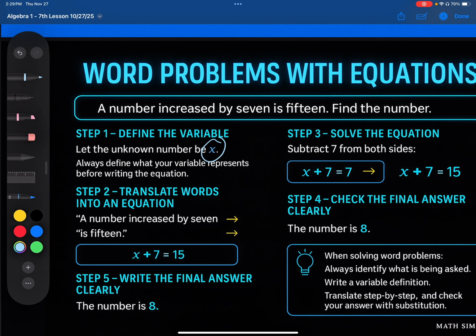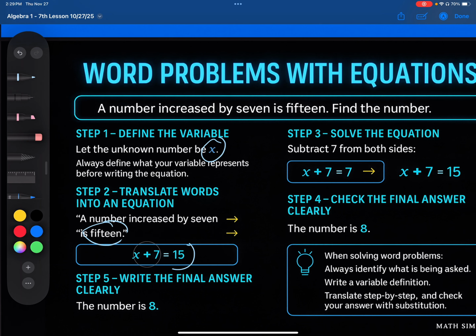So here it says a number increased. When it says increase, that means we're adding, okay? Positive. That does not mean that we're subtracting. So increase just means adding. And then by what? Well, by 7. So we're adding by 7. And then we already have our variable here. And then it says a number increased by 7 is 15. So it means that our answer would be 15. Like if we add x and 7, then our answer would be 15.